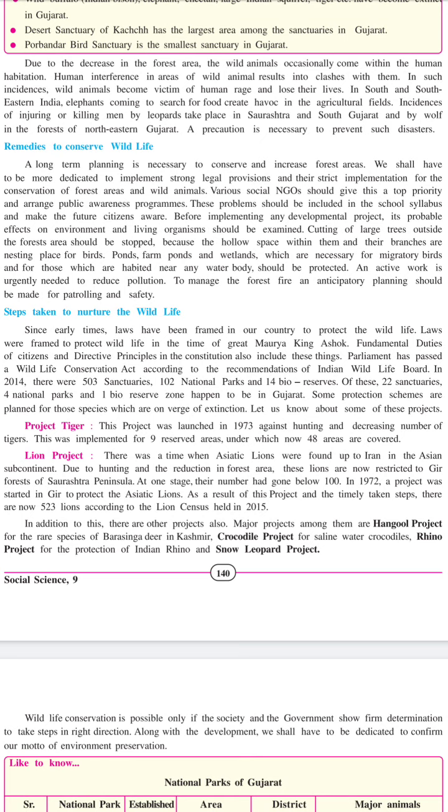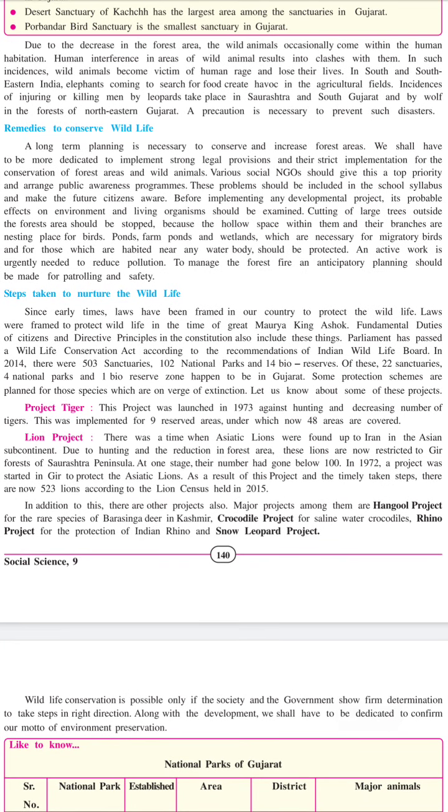They should reduce the pollution. They should be aware about the forest fire, so they should not promote the forest fire. They should not promote hunting. They should not promote killing of animals. They should not promote the destruction of the wildlife. If this is followed very strictly, we can conserve the wildlife, and the clashes between human beings and wild animals could be stopped to a certain extent.